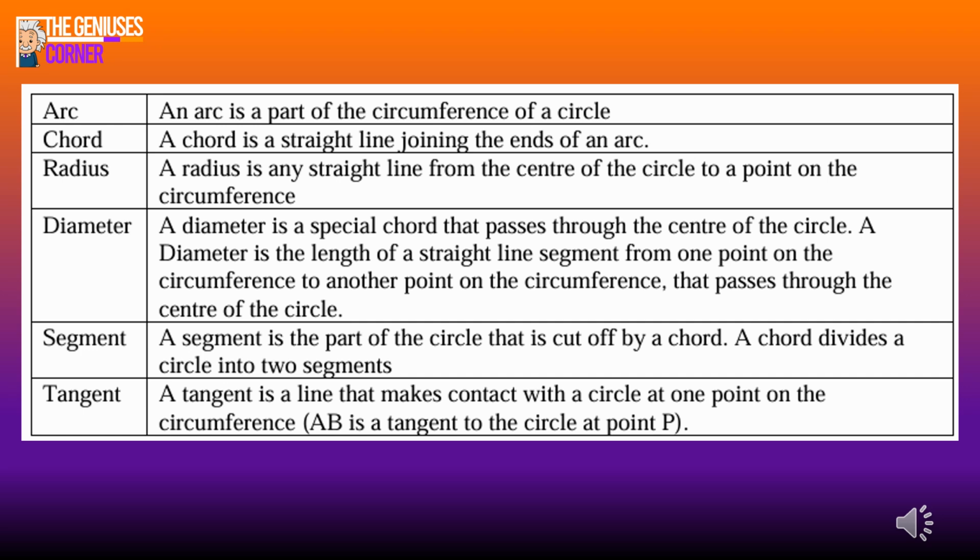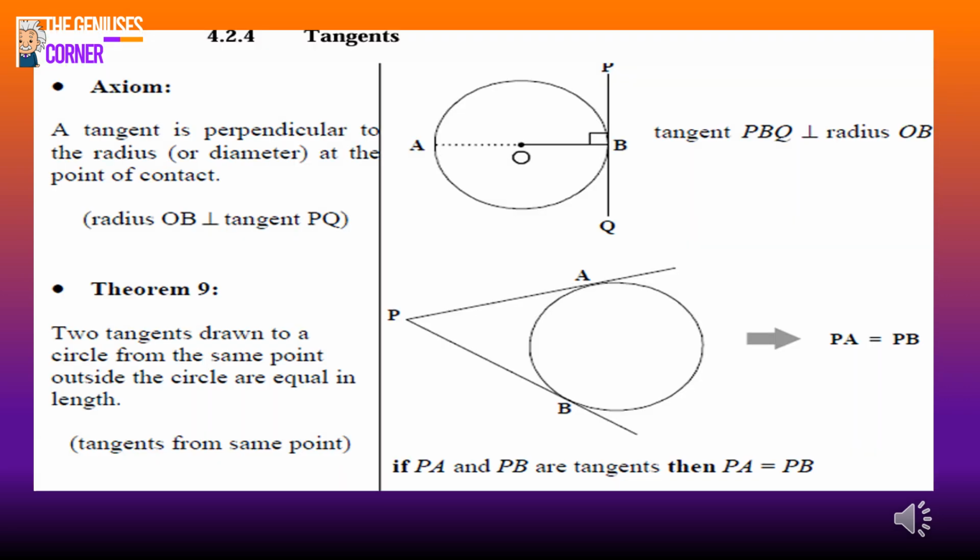We also have a segment. The segment is just part of the circle that is cut off by that chord that we have. And then a tangent, which is the line that contacts the circle at one point. AB is the tangent to the circle at point P, which I talked about in the previous slide.